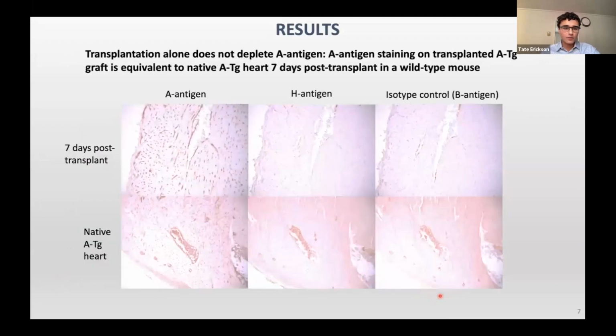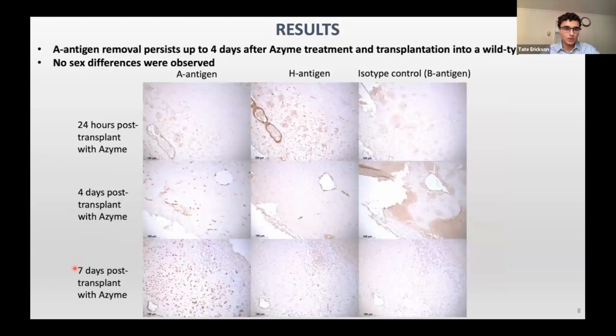Before looking at re-expression, it was important for us to show that the transplant alone was not going to affect A antigen expression. What these panels show is that 7 days post-transplant without AZyme treatment does not change the A antigen expression significantly versus a native A transgenic heart that has not been transplanted.